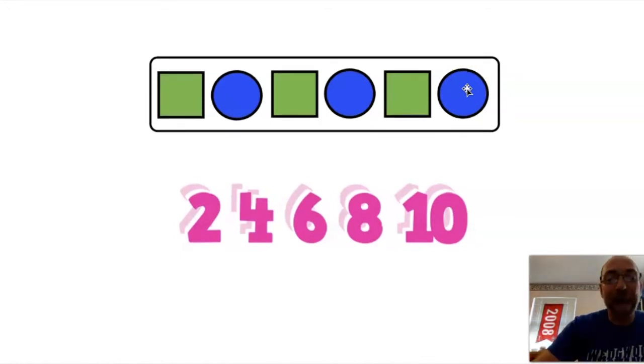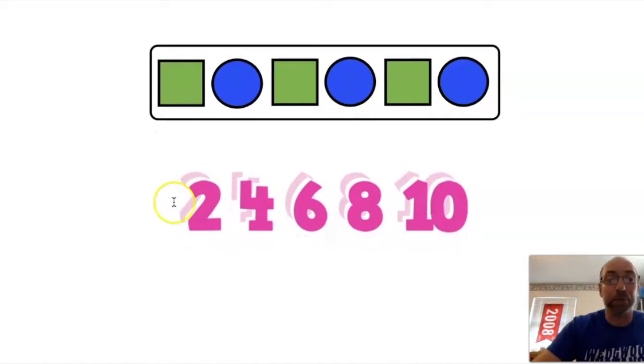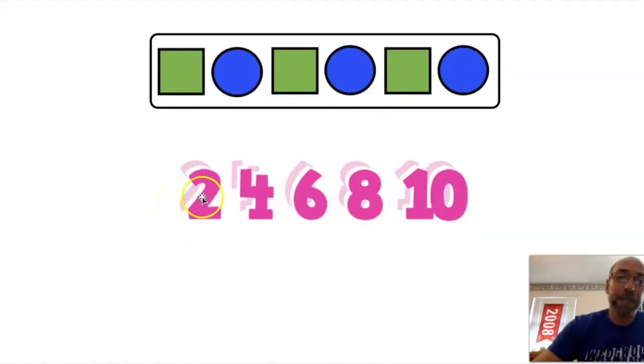We also have patterns that involve numbers. Here's another one. 2, 4, 6, 8, 10. I wonder what pattern that is. What am I counting by when I say 2, 4, 6, 8, 10? I'm counting by twos. So that's my rule as I create the number pattern.